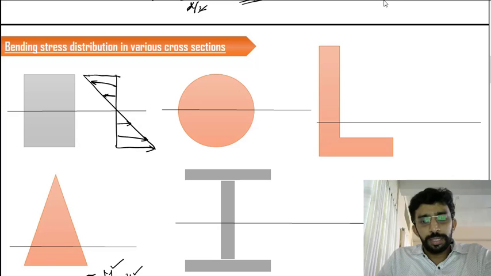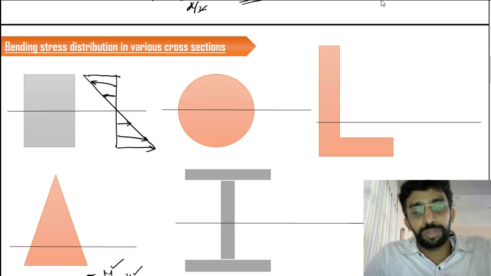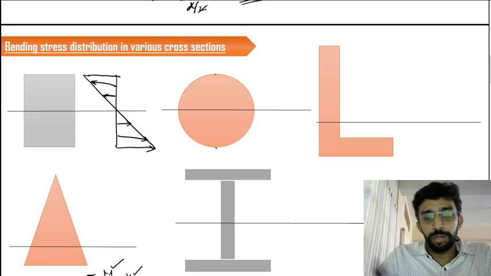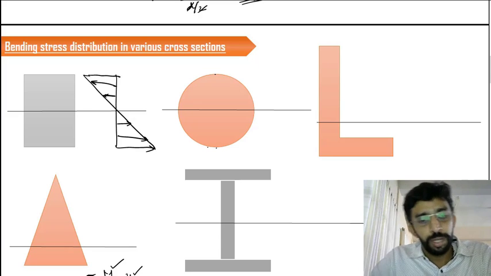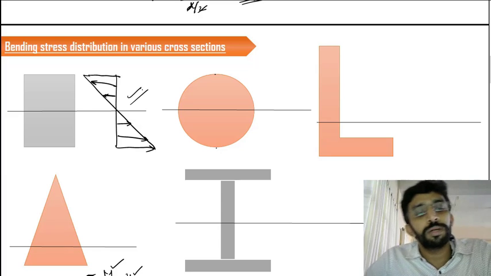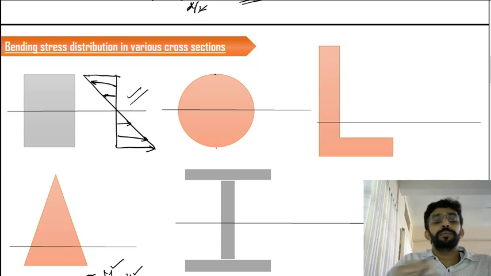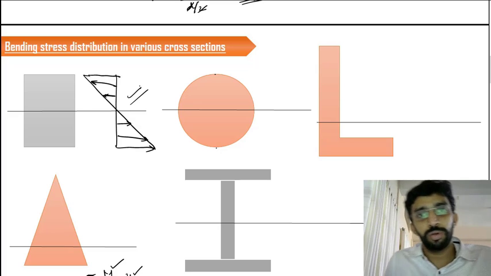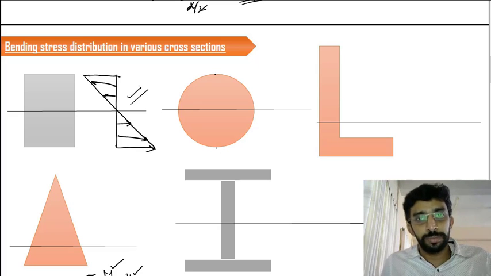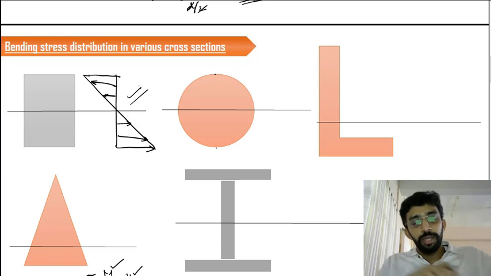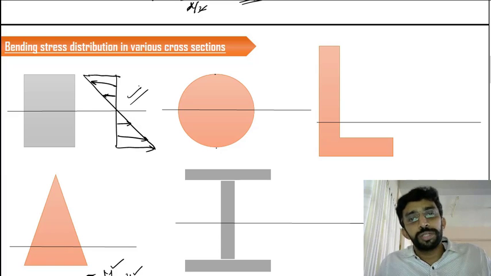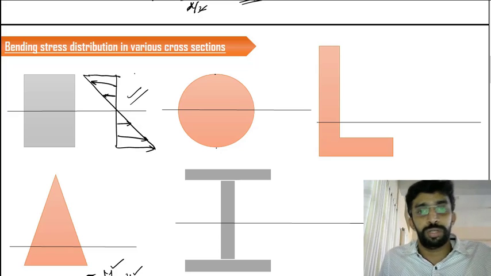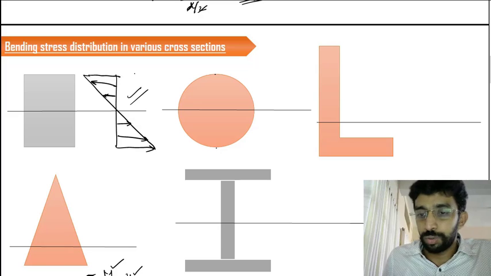Now the same is the case for the circular cross section. You have a maximum value here and a minimum value here, or the opposite way, tension or compression. So the same bending stress distribution is applicable for the circular cross section also, because they are symmetric. Both cross sections are symmetric in nature, so definitely the bending stress distribution will be symmetric, and the same for both these cross sections.